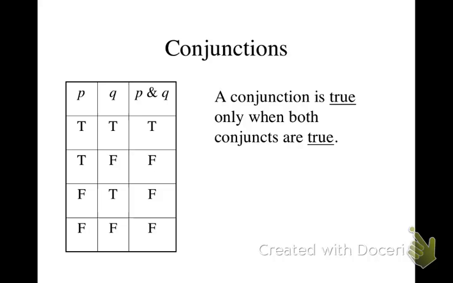This lecture will explain the basic truth tables for each of our connectives. We'll start with the truth table for conjunctions. Conjunctions are pretty straightforward. A conjunction is true only when both conjuncts are true. So that's pretty much what you would expect.